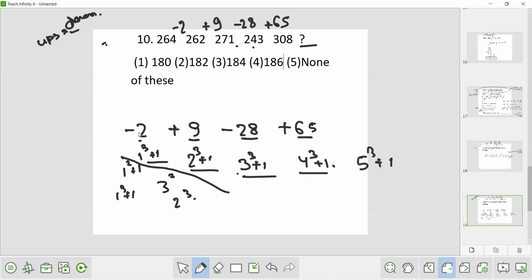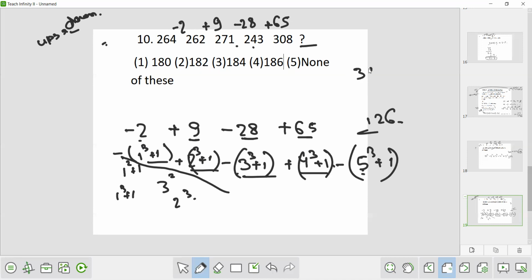Now minus (1 cube plus 1), plus (2 cube plus 1), minus (3 cube plus 1), plus (4 cube plus 1). So minus (5 cube plus 1). 5 cube plus 1 is 126. So subtract 126 from this 308. What will be the result? The result will be 182. So our answer will be the second option, 182. Okay, this was a type of ups and down series.